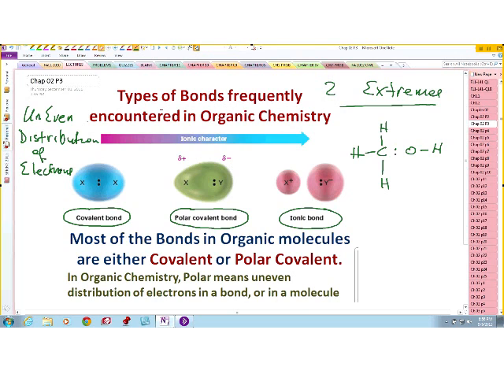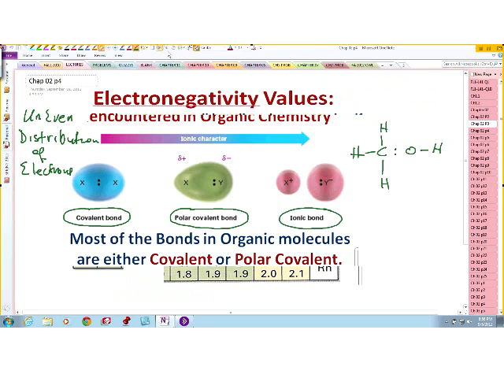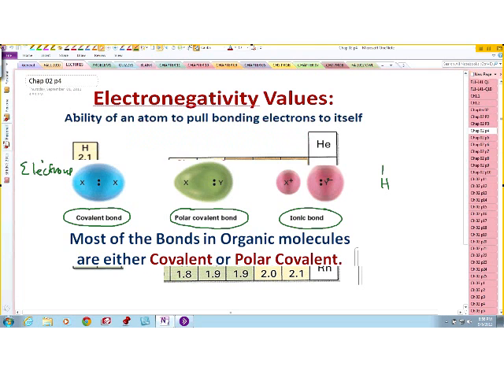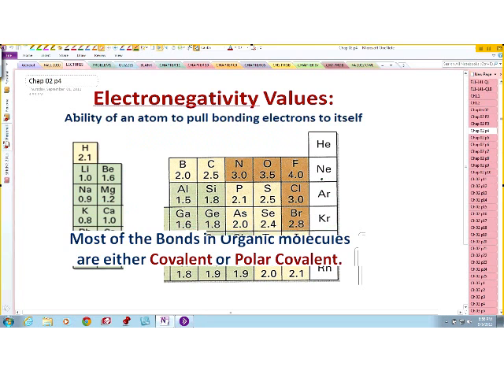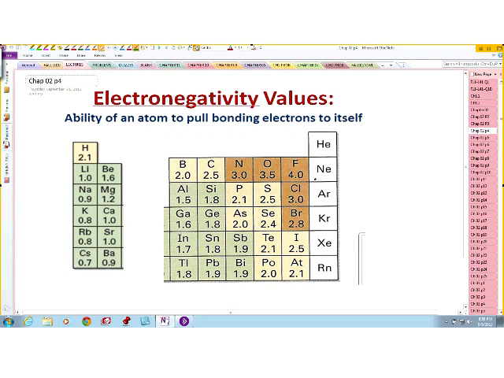And why do we have uneven distribution of electrons? If we go to the next slide, we have this table here. All of these atoms here, we have what we call electronegativity values for each one of these atoms. And electronegativity is the ability of each atom to pull bonding electrons to itself.